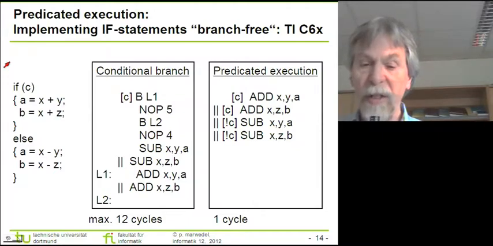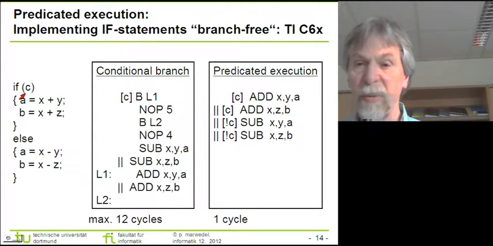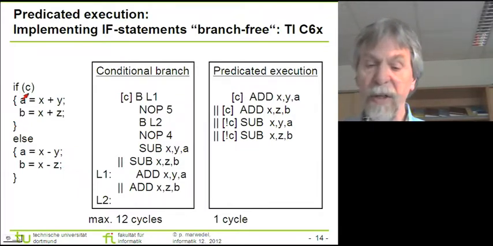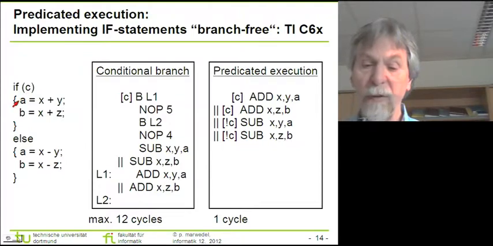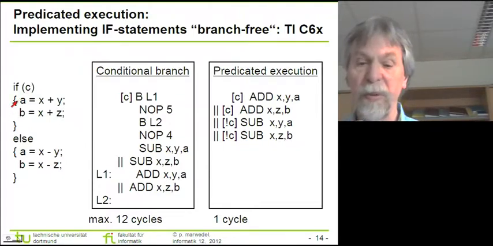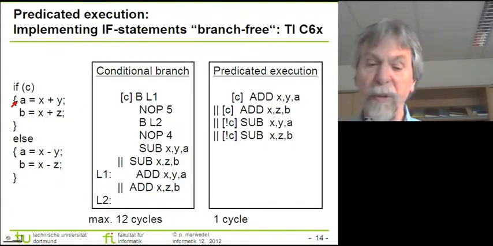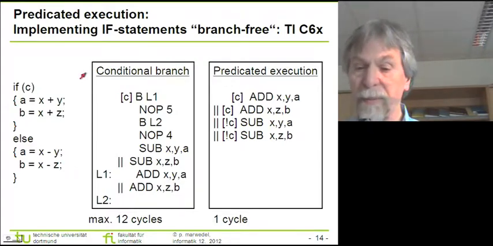As an example, I'd like to demonstrate how we can implement an if statement for the TI C6000 architecture. Let's assume that we have an if statement, and for this if statement we have a condition where I assume that this condition is already available in the registers, and also we have certain computations that need to be performed, and I assume that we have a small number of variables so that all these variables can be allocated to registers.